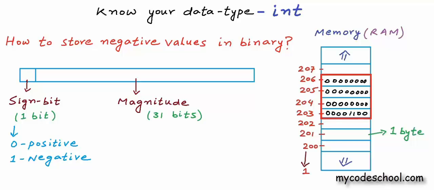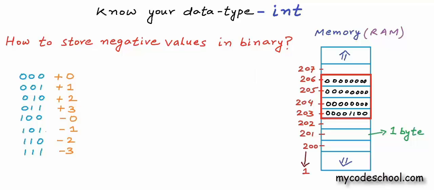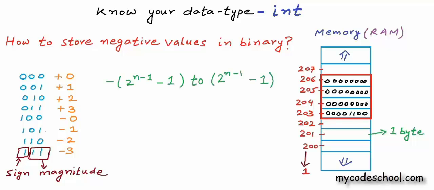If we use the most significant bit as the sign bit, then half of the notations in a given number of bits would be positive values and half would be negative values. If we have 3 bits and we are using the leftmost bit as the sign bit, this is how things will look. With this encoding mechanism, with n bits, we can store values from minus (2 to the power n minus 1, minus 1) to (2 to the power n minus 1, minus 1). Because we are using n minus 1 bits for magnitude, the maximum magnitude that we can have is 2 to the power n minus 1, minus 1.